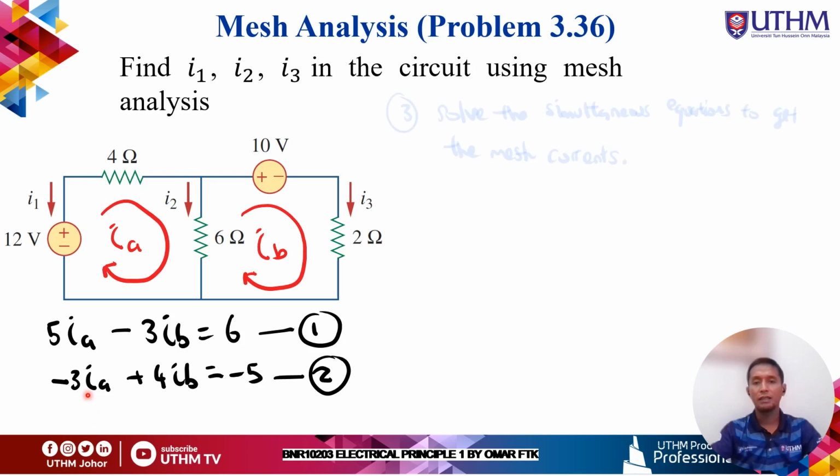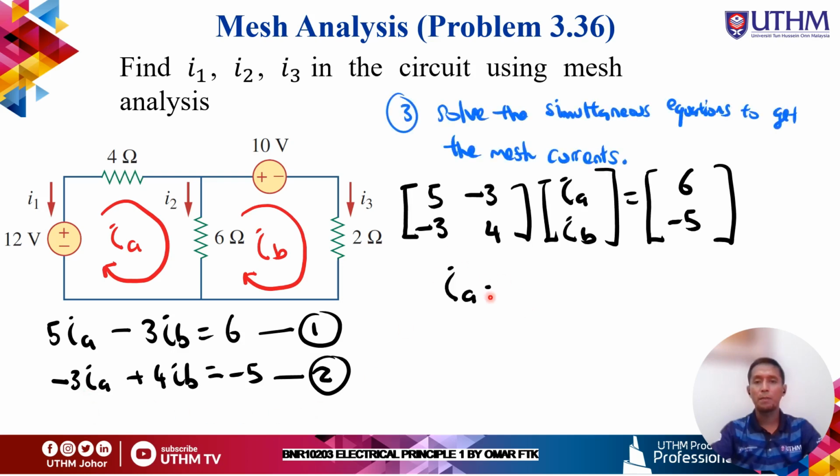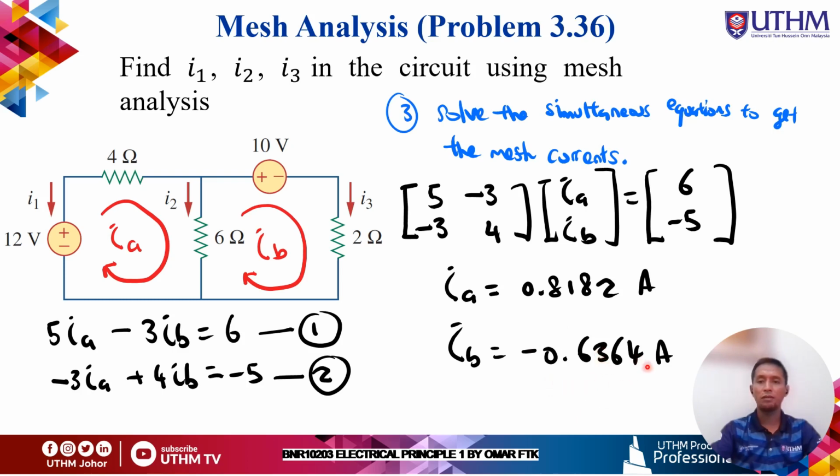From the first and second equations, we can find the values of IA and IB. IA will be equal to 0.8182, and then IB will be equal to minus 0.6364 ampere. From IA and IB, you can get the value of each current. I1 is equal to minus IA, I2 is equal to IA minus IB, and I3 is equal to IB. So if you want to find each of these currents, you can just use these equations.